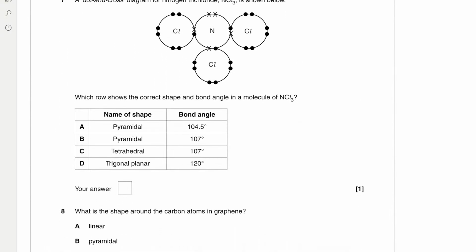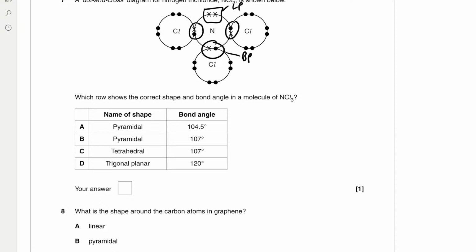Question 7. A dot and cross diagram for nitrogen trichloride, NCl3, is shown below. Which row shows the correct shape and bond angle in a molecule of NCl3? So, if we have a look at our diagram, we can see that we have a lone pair here, because this is our central nitrogen atom, and then we have 1, 2, 3 bonded pairs. So we're not worried about these lone pairs because these lone pairs aren't on our central atom.